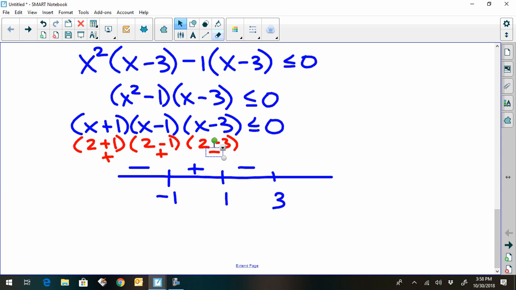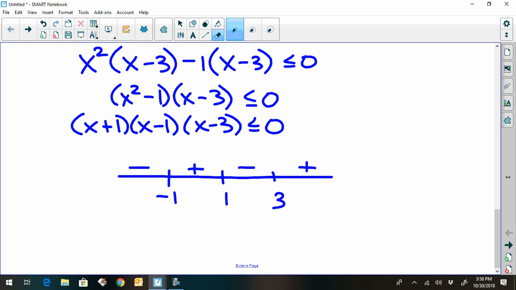And now I'm going to try my last interval. I'm going to try a value that is greater than 3. So I'm going to try 4. So 4 plus 1 is 5, which is a positive number. 4 minus 1 is 3, which is positive. And 4 minus 3 is also a positive. So I have a positive times a positive times a positive, which we know is a positive. So we have figured out on all the intervals whether it's positive or negative, and we know where our zeros are.